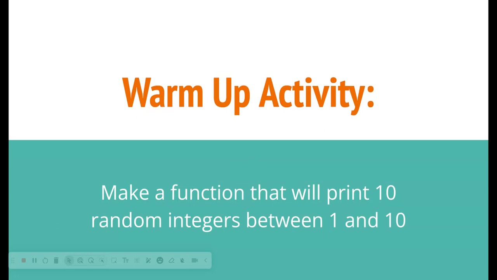Alright, let's start out with the warm-up activity. You're going to try and make a function that will print 10 random integers between 1 and 10. I'm going to give you a second to pause this video and try it on your own. Alright, now let's see the solution.